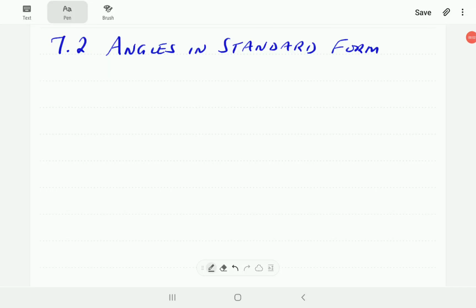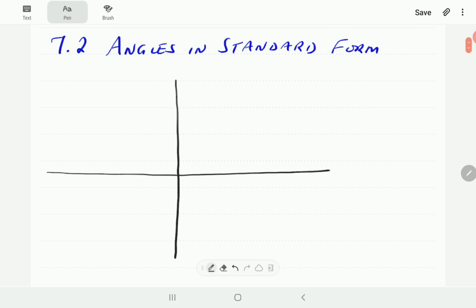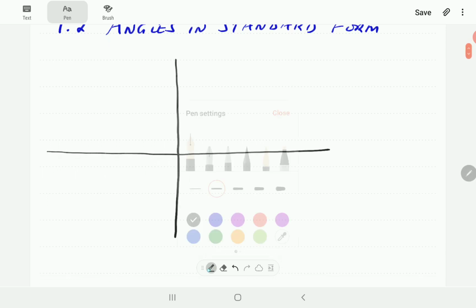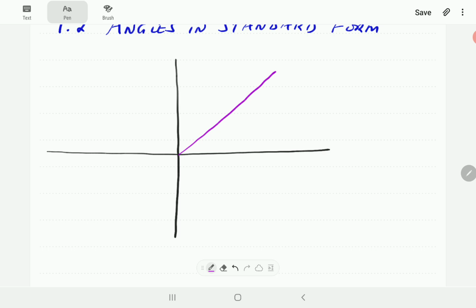Alright, in this video we're going to look at angles in standard form. An angle is in standard form if its vertex coincides with the origin and if its initial side coincides with the positive x-axis. So the angle is going to be oriented like this. This is your terminal side, and of course this is the initial side.